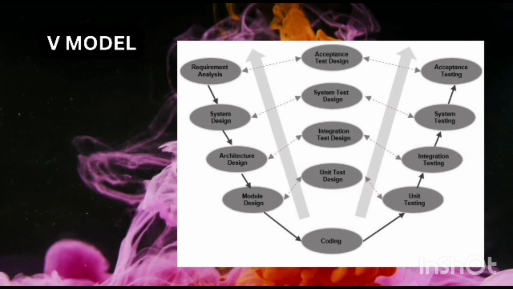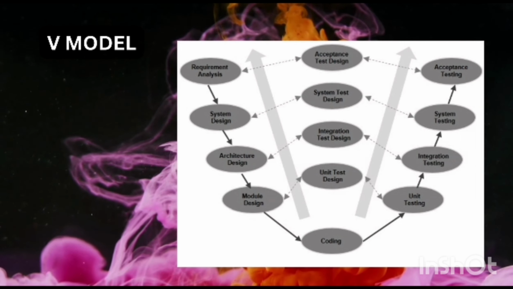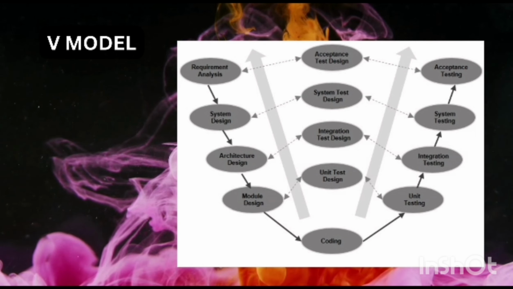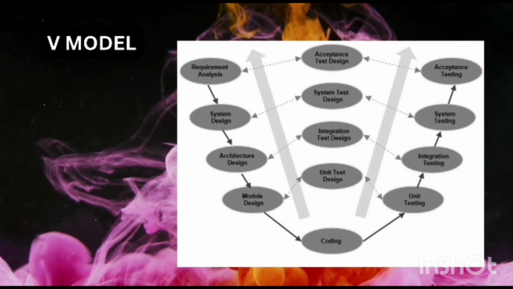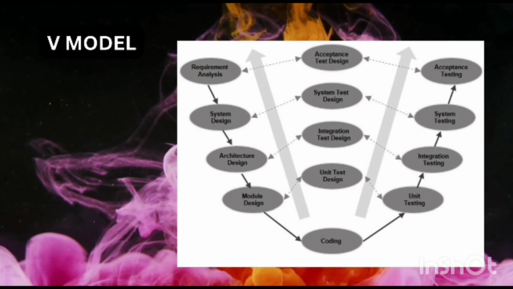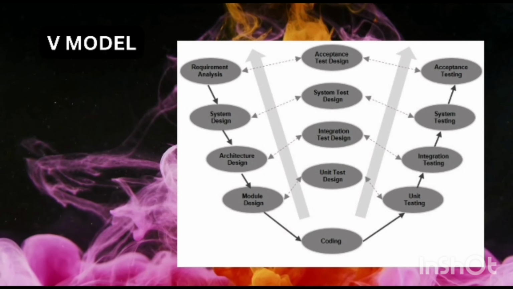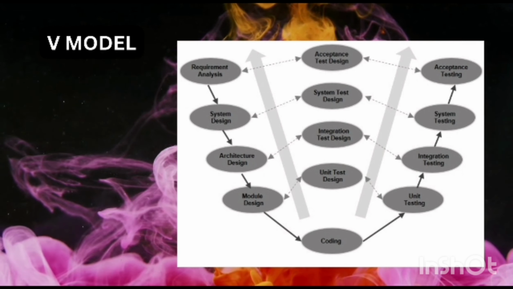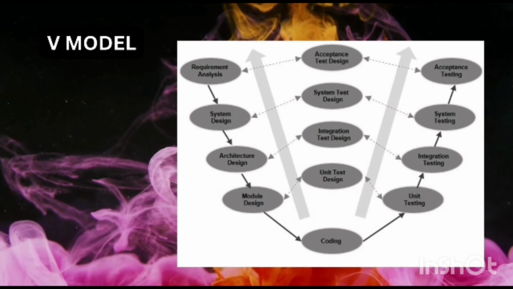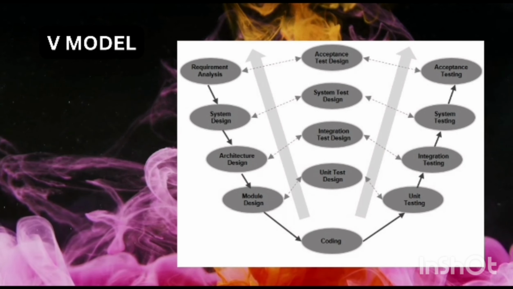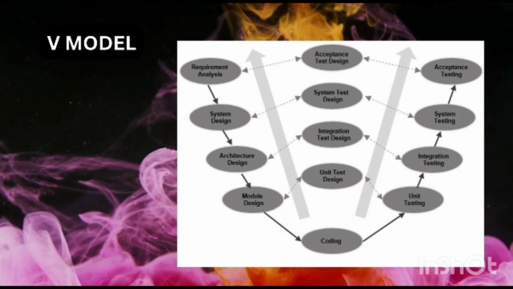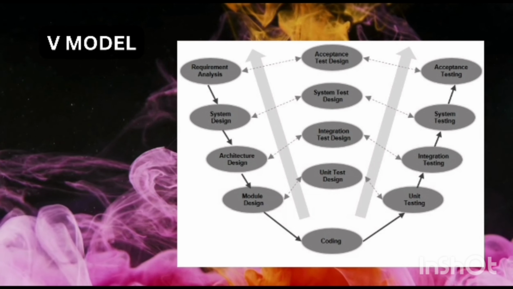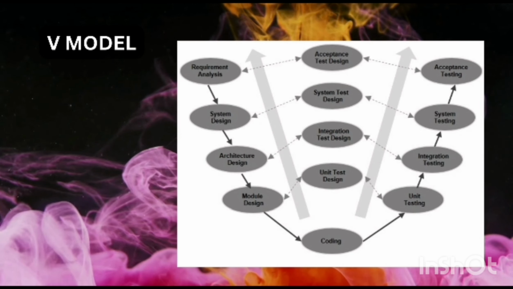So the next model is the V model. The V model is an SDLC model where execution of processes happens in a sequential manner in a V shape. It is also known as the verification and validation model. The V model is an extension of the waterfall model and is based on the association of a testing phase for each corresponding development stage. This is a highly disciplined model and the next phase starts only after completion of the previous phase.